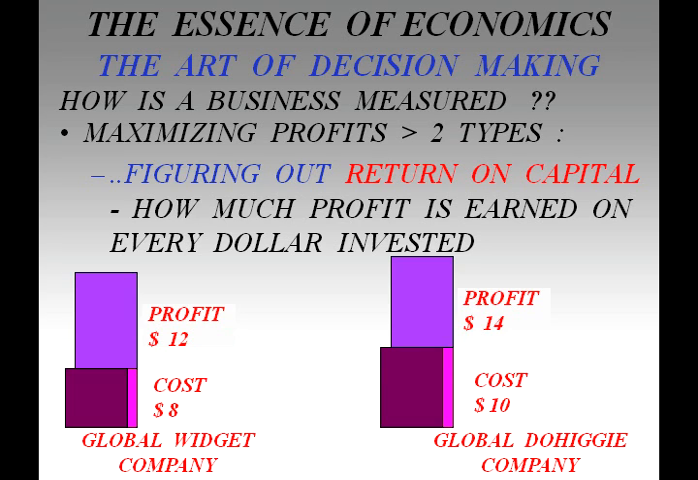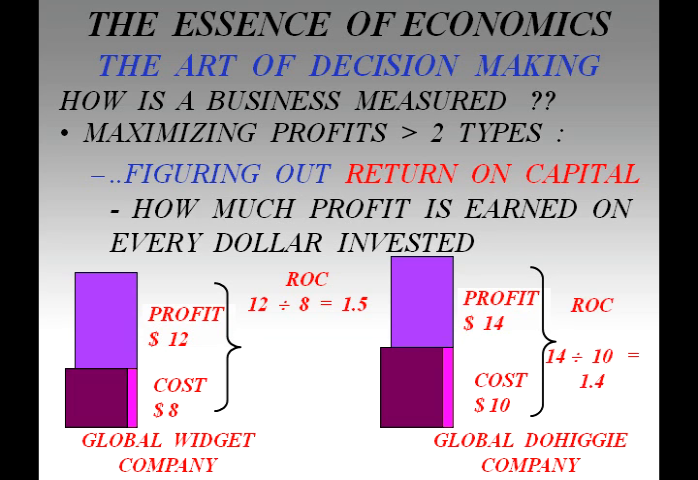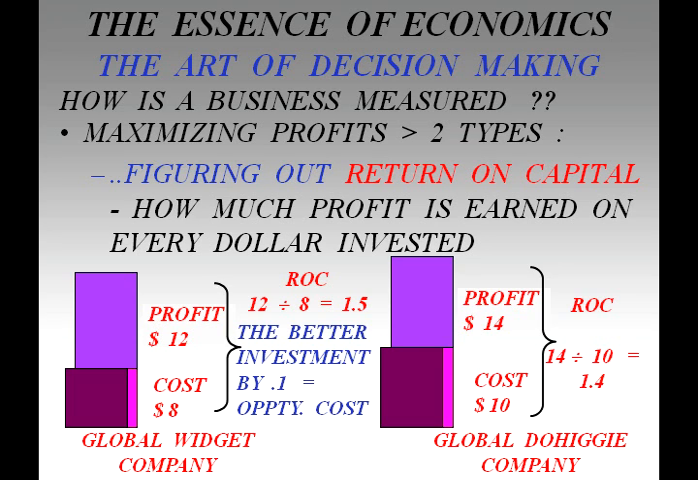The Global Widget Company, as we saw, returned 50 cents on every dollar invested. If you look at the numbers relating to the Doohickey Company, you'll see that the return on capital is less. It was 40 cents on every dollar invested. So in this case, the Global Widget Company, by the pure math, is the better investment by 10 cents or 0.1 opportunity cost.